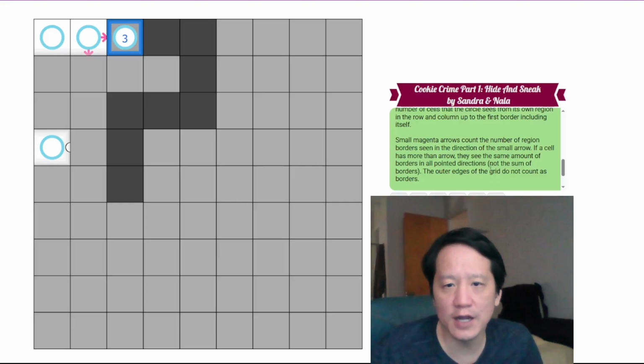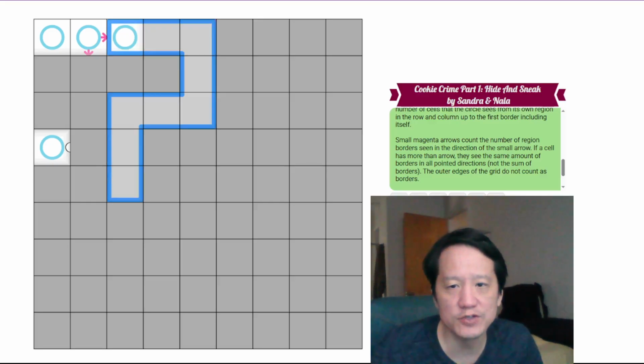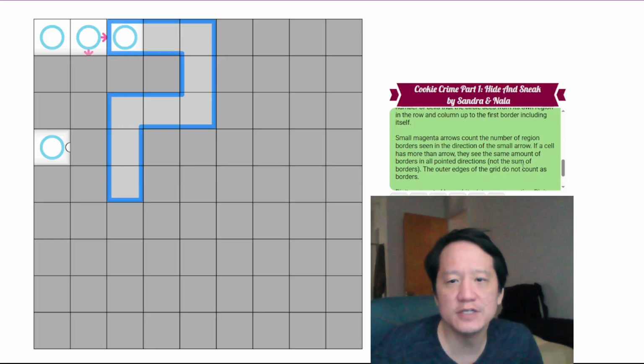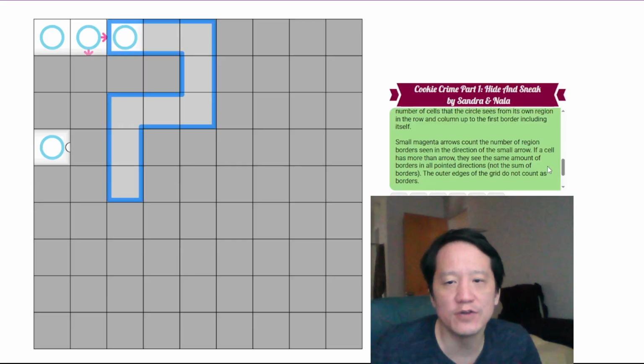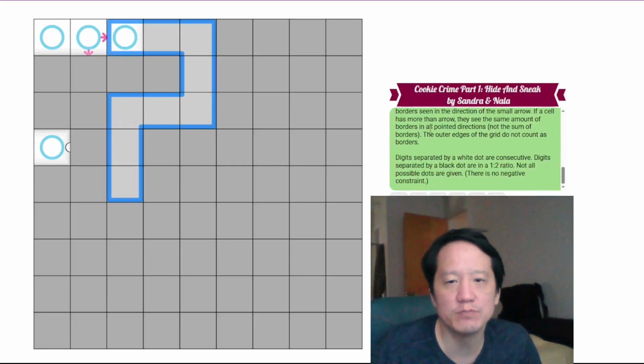Small magenta arrows count the number of region borders seen in the direction of the small arrow. If a cell has more than one arrow, I think it's supposed to be, they see the same amount of borders in all pointed directions, not the sum of borders. And the outer edges of the grids do not count as borders.